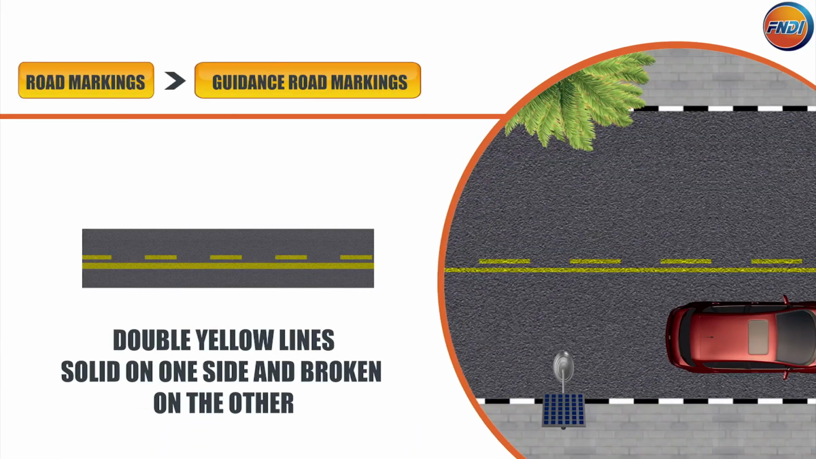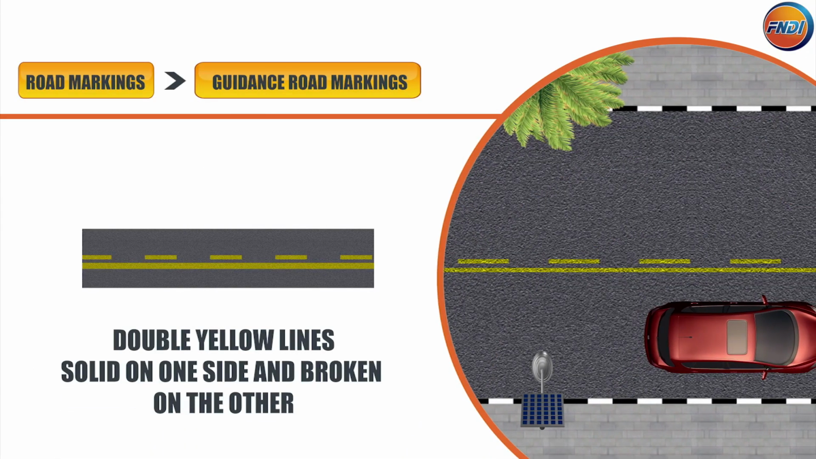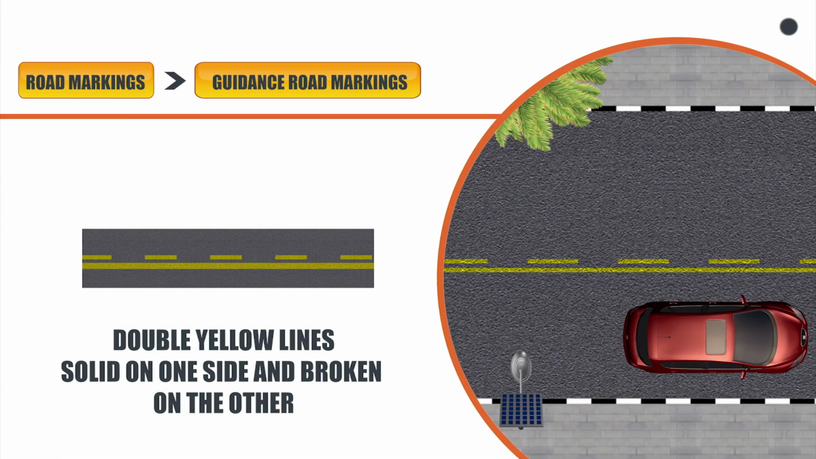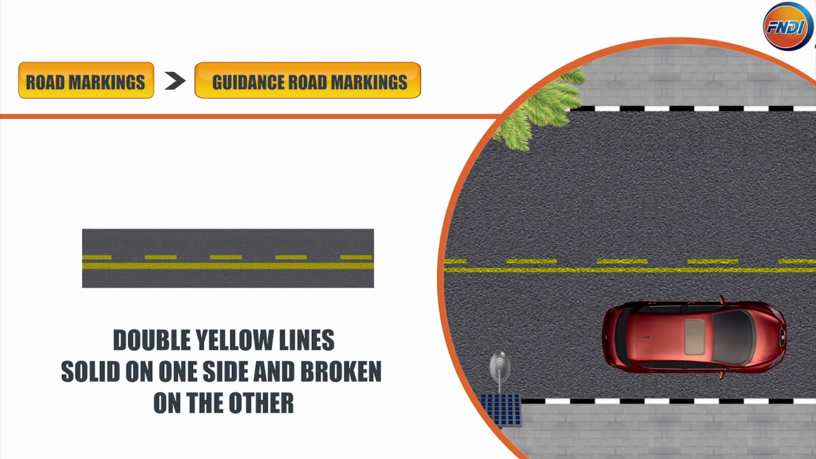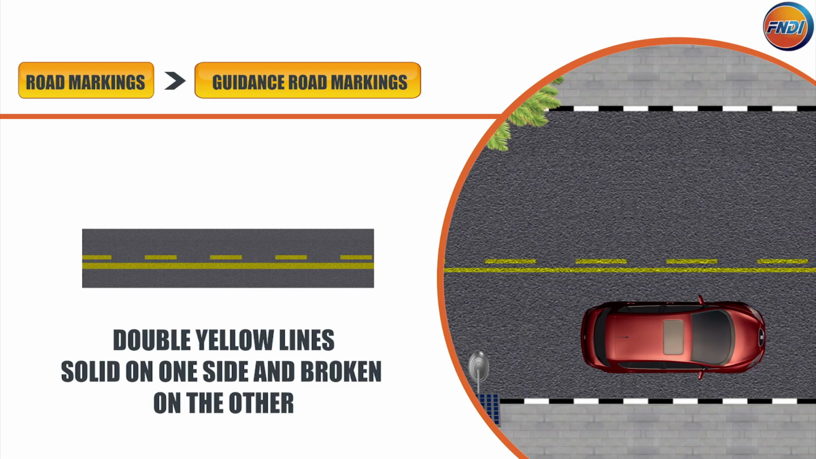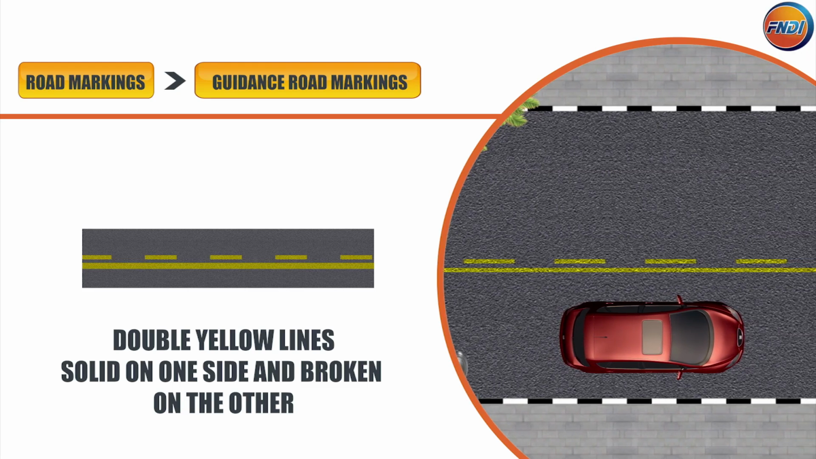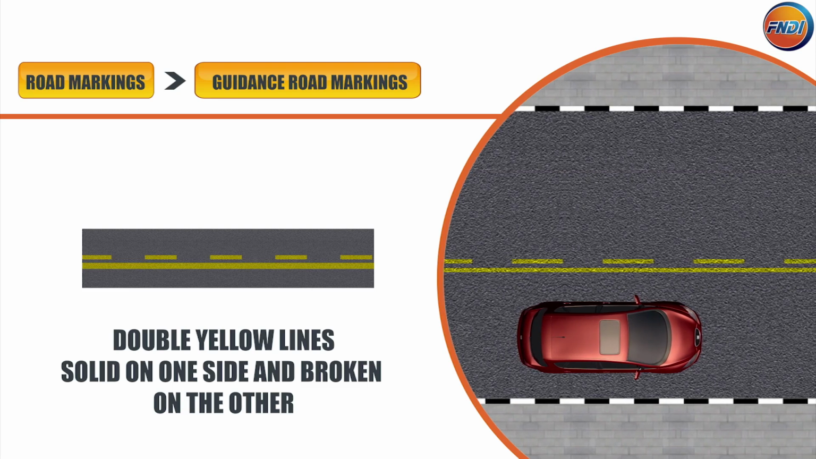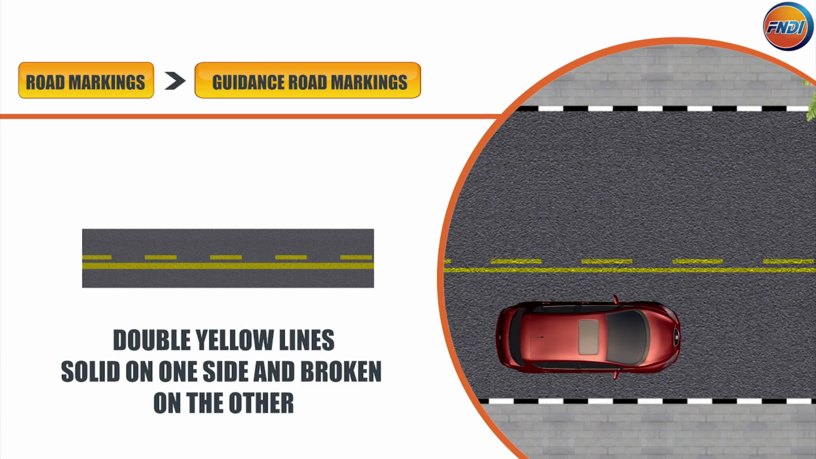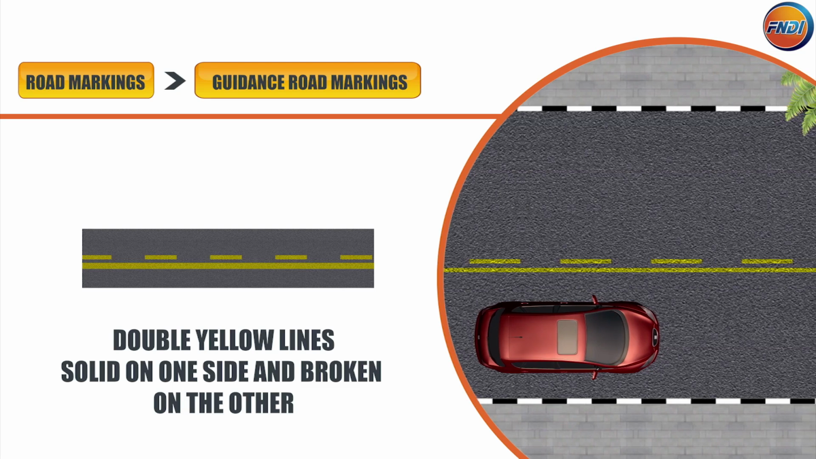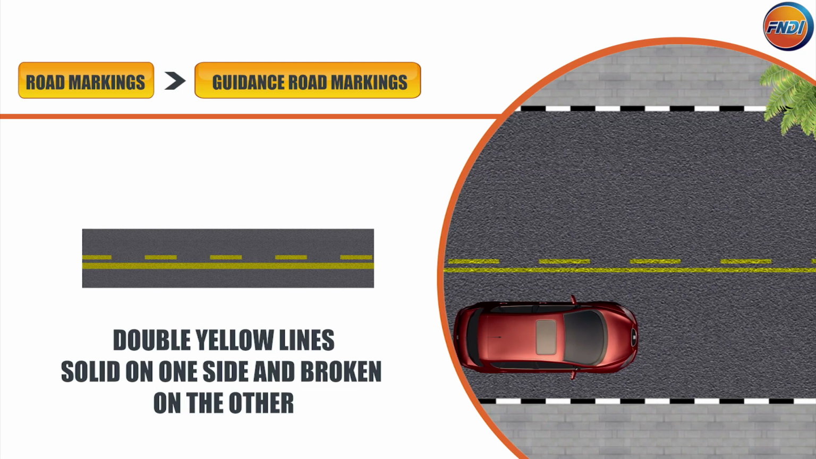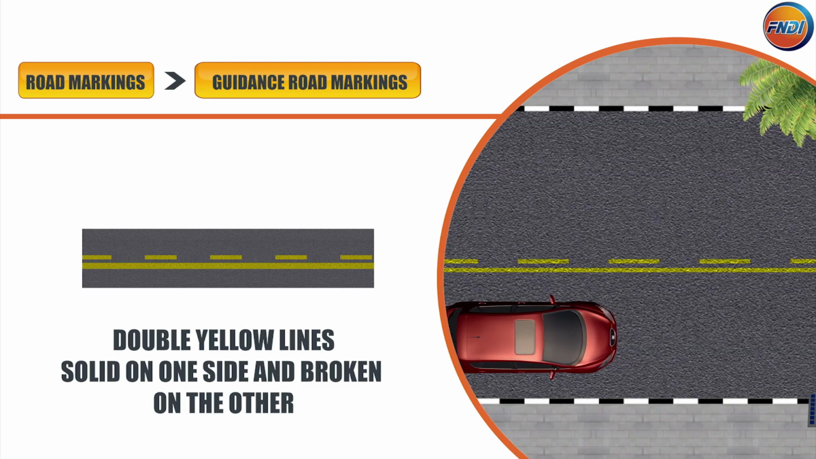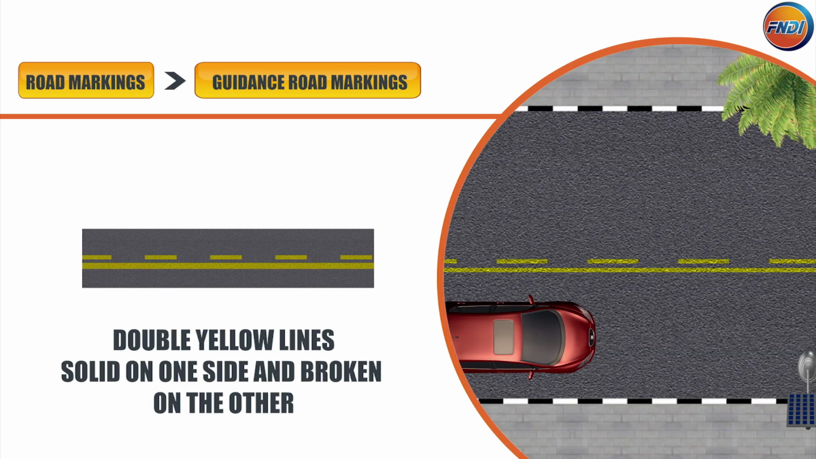Double yellow lines, solid on one side and broken on the other. Double yellow lines, solid on one side and broken on the other, are painted along the carriageway in the center of the road. Motorists can only cross these lines to overtake, enter, or leave the road if the broken line is on their side. It is usually found in areas where the road is going uphill or downhill with bends.